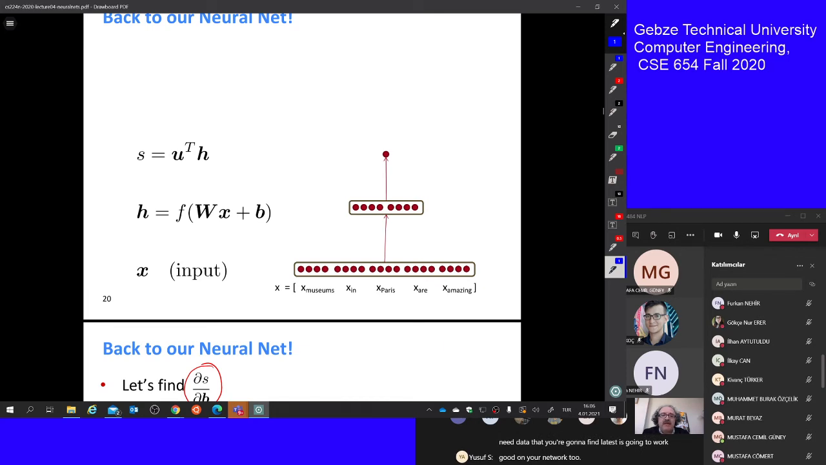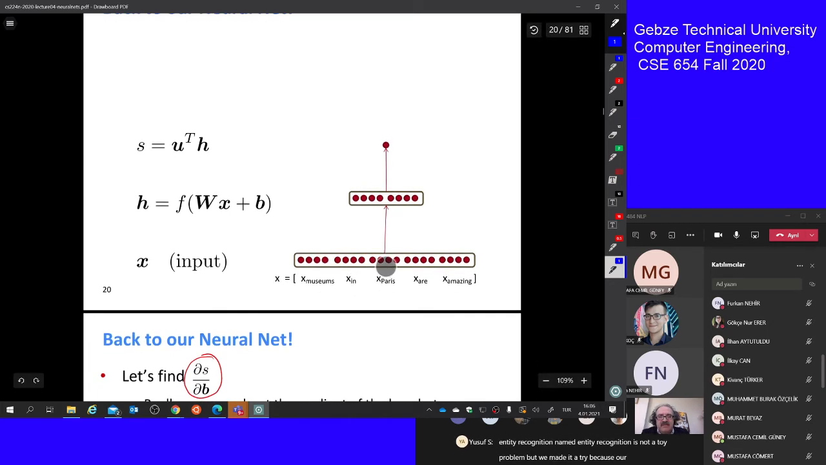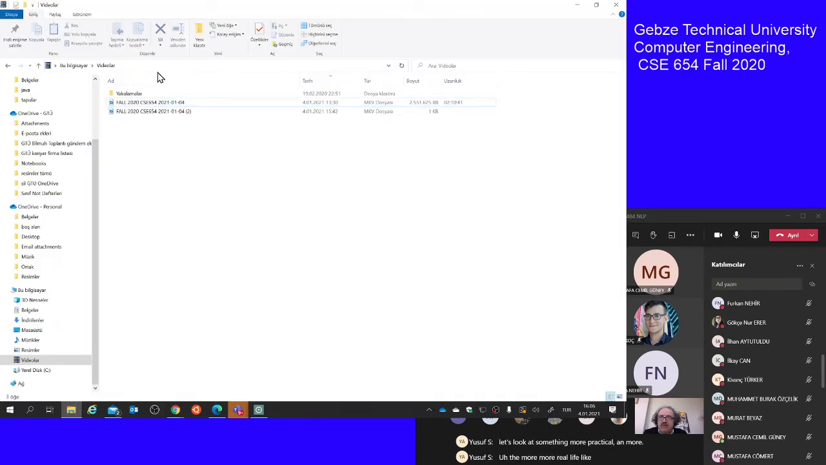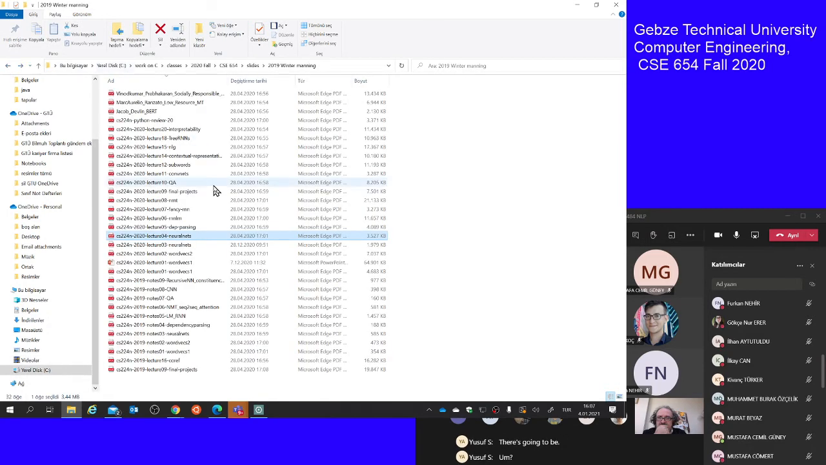Up to now we played with this toy problem of named entity recognition. Named entity recognition is not a toy problem, but we made it a toy because our vectors are 4-dimensional, and this network is too simple. Let's look at something more practical and more real-life like. That's going to be our RNNs.